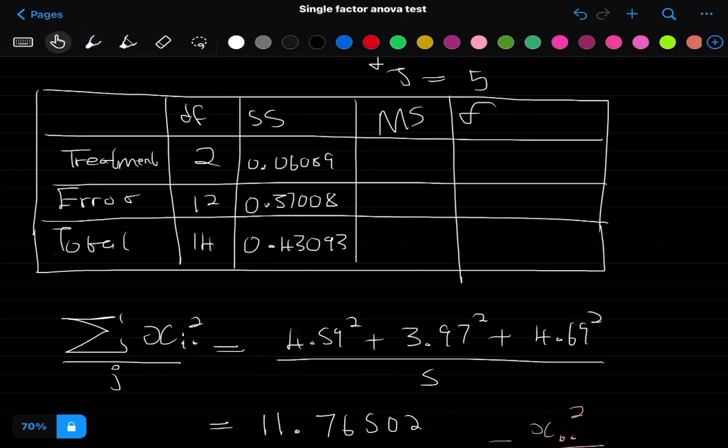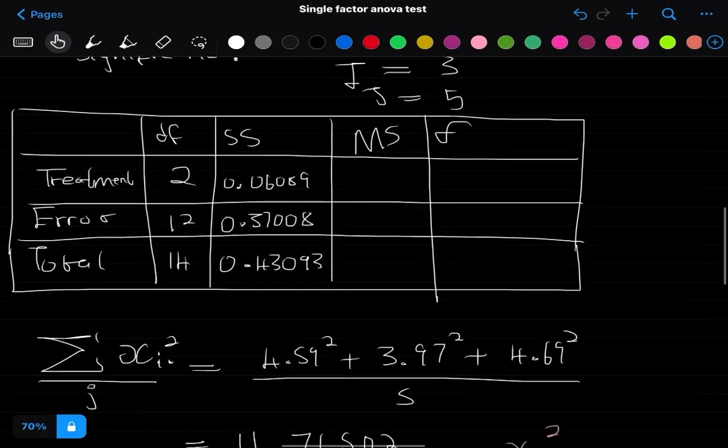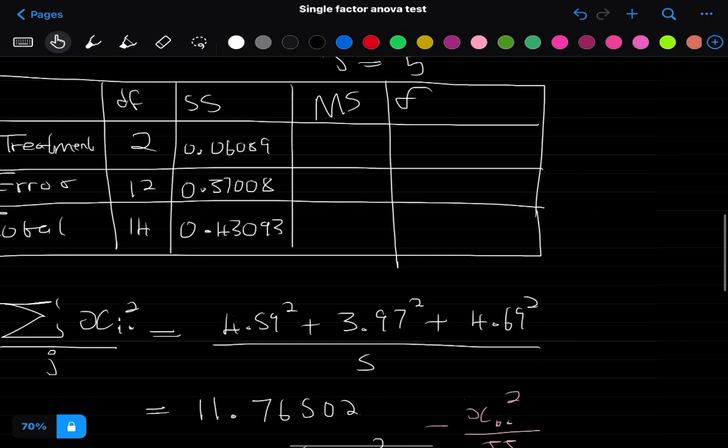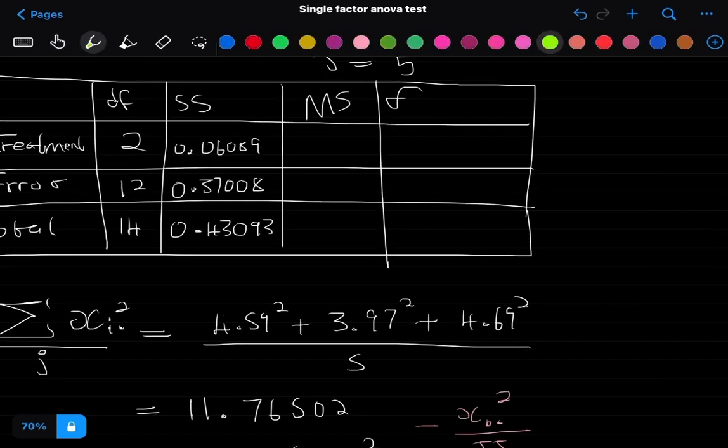Now we're about to finish. Now we need to calculate the mean squares. The mean square for treatment and the mean square for the error. Note that there is no mean square for the total. It's only the mean square for the treatment and the mean square for the error. So the formulas that you are familiar with are these ones.